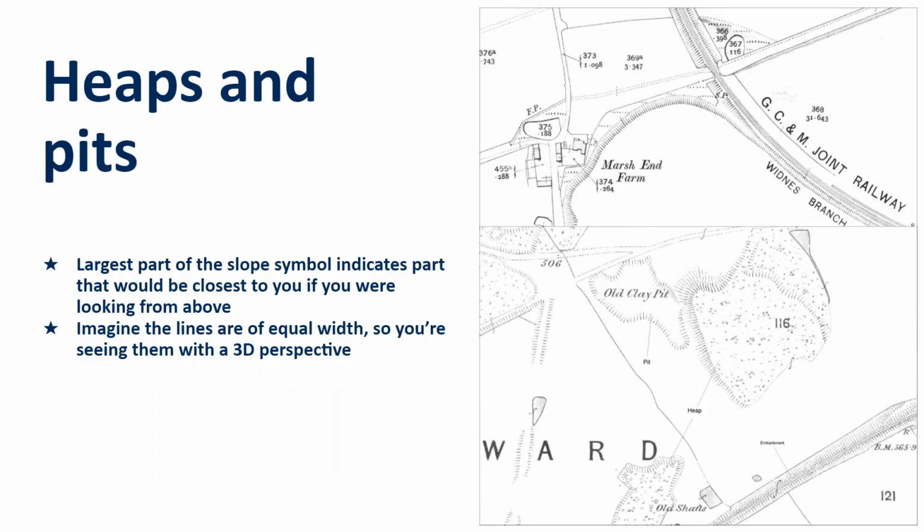So moving on to heaps and pits. Now, the OS survey 6-inch maps, so that's 1 to 10,000 and 10,560, record practically all man-made and natural features in the landscape. So every road, railway, field, fence, wall, stream, and building is shown, even including smaller features like letterboxes, bollards on quaysides, mileposts, and flagstaffs.